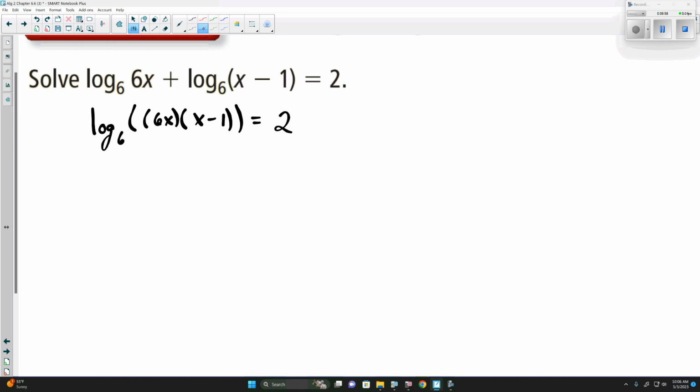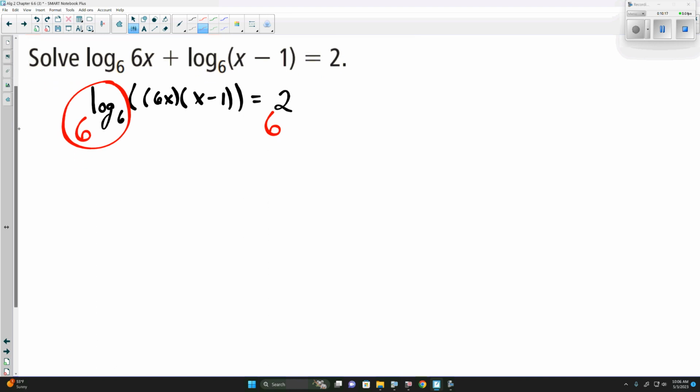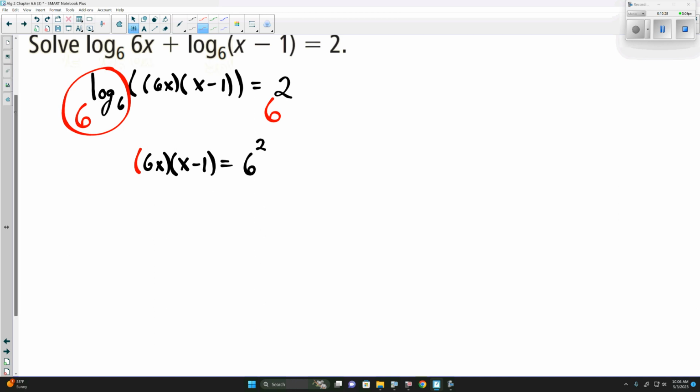What would we do next to simplify that log? We would put both sides to the base of what? 6. Because we need this 6 in log base 6. We need this log base 6 to simplify out. And once we do that, we'll have 6x times x minus 1 is equal to 6 squared.